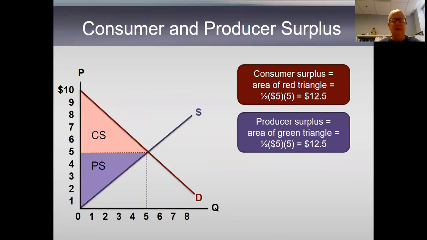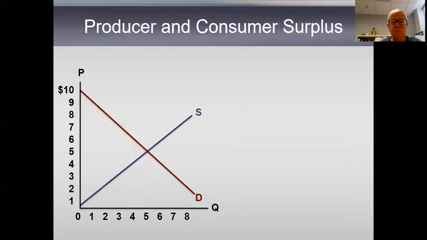Now we can calculate the size of the consumer and producer surplus simply by calculating the area of a triangle, which is 1/2 base times the height. So in the case of the consumer surplus, we've got a base of 5 and a height of 5. 1/2 times 5 times 5, that's going to be 12.5. And we do the same thing for the producer surplus, which you find below.